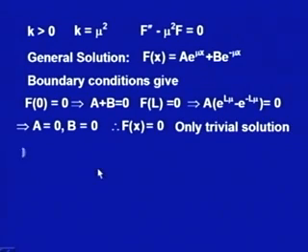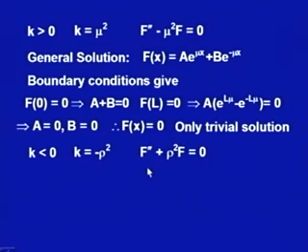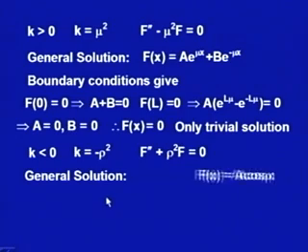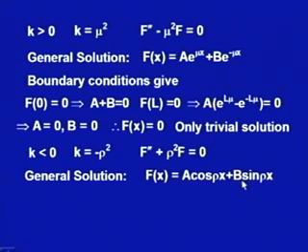Let us come to the third case when k is negative. Let us assume that k is equal to minus rho square. So, my differential equation has transformed to f'' plus rho square f is equal to 0. We do know the general solution of this form of equation is a times cos rho x plus b times sin rho x. Now, we want to find this a and b with the help of the boundary conditions. At 0, I get a is equal to 0 because cos 0 is 1 and sin 0 is 0 at x equal to 0.